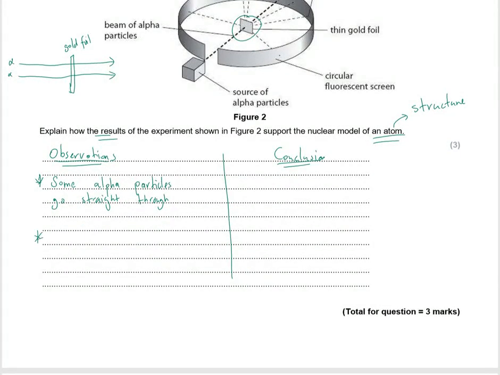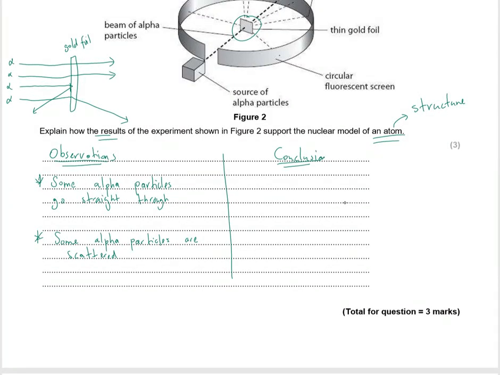Now the second observation is that some alpha particles are scattered, scattered by large angles or bounced off. Let's take a look. Some of them come here and get scattered. Let me carry this on a bit down. There we go. And another one goes through, gets scattered. So these are scattered.